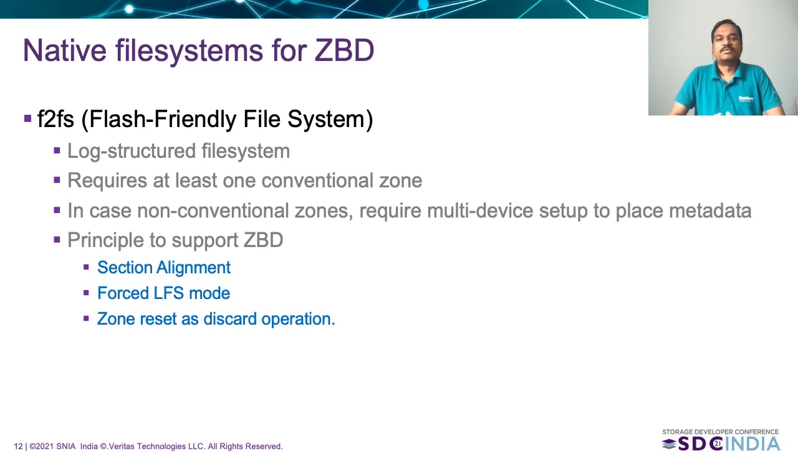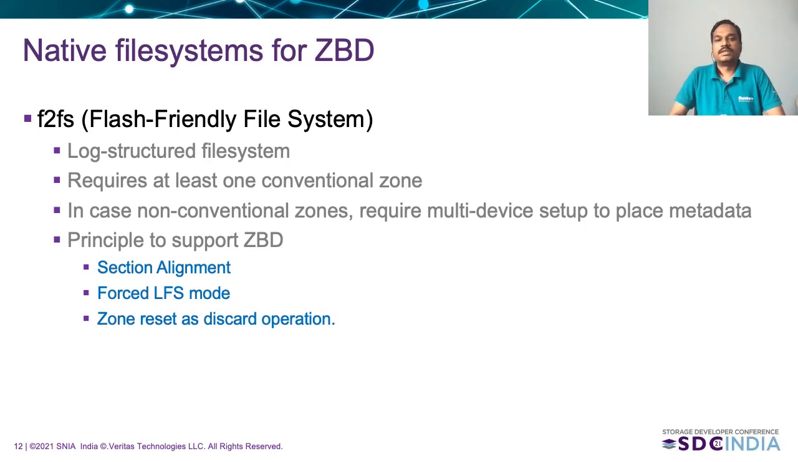To support this file system for zone block devices, there were some changes done. Let's talk about those changes. The first change was regarding section alignment. A section means a group of segments. Changes were introduced to align the section size with the zone size. The second change was related to forced LFS mode. On F2FS, in some cases random writes can happen. So the forced LFS mode was introduced to ensure that only sequential writes will go to the disk.